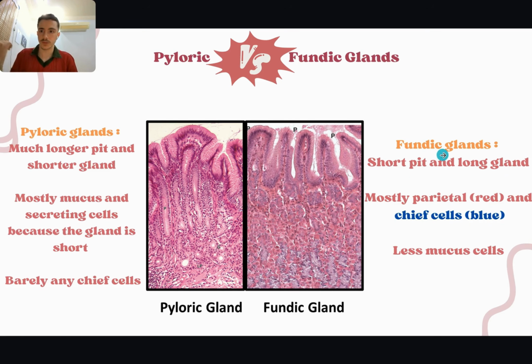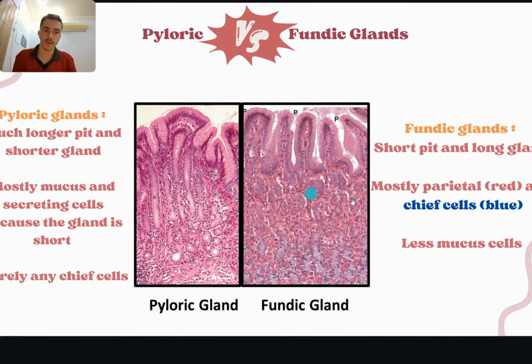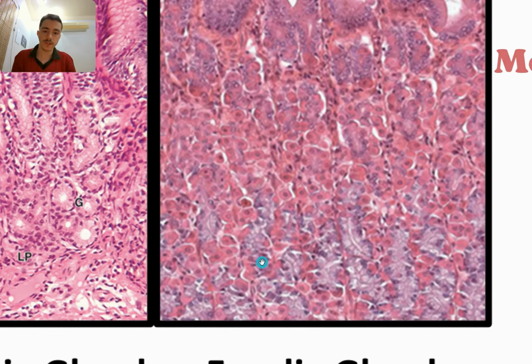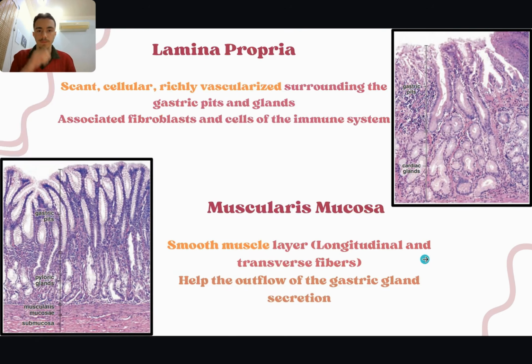For the fundic, as we talked about, we have short pits but long glands, because they go deep. Mostly parietal cells, as you can see here, the red ones. These are the red cells. And the chief cells, which are the purple or the blue, as you can see here. You can find a lot of them here, but fewer mucus cells.